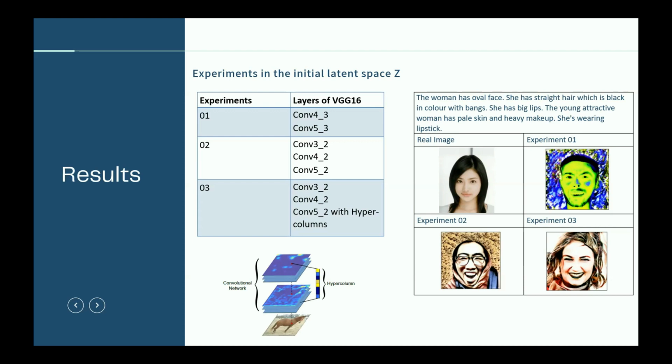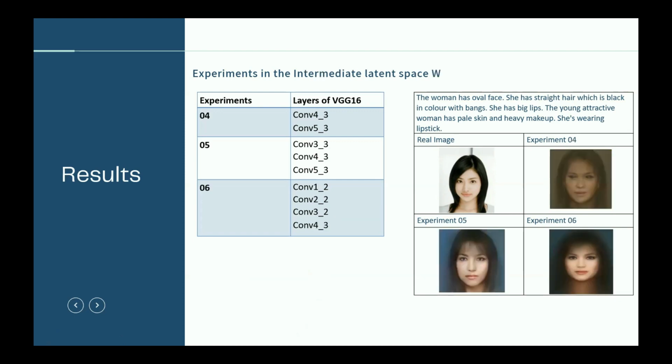But even with the use of hypercolumns, this was the best image we could generate. And the worst part of everything was that all these images looked alike, however much we changed the descriptions, as if the model could not really differentiate between the different facial attributes in the description. So we halted the experiments in the initial latent space and moved to the intermediate latent space.